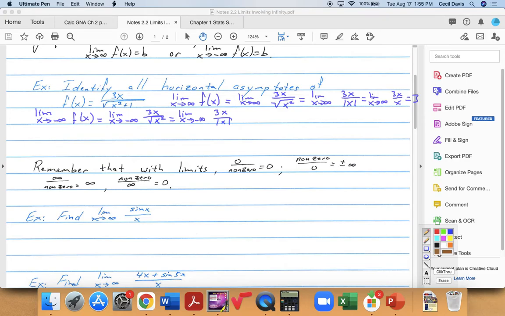As x goes to negative infinity, what is a simpler way of writing the absolute value of x for negative x values?